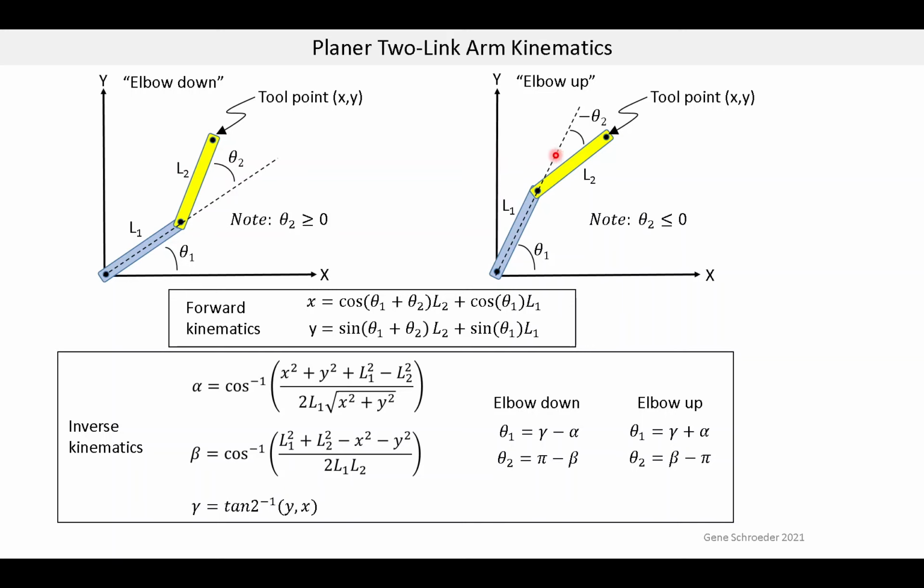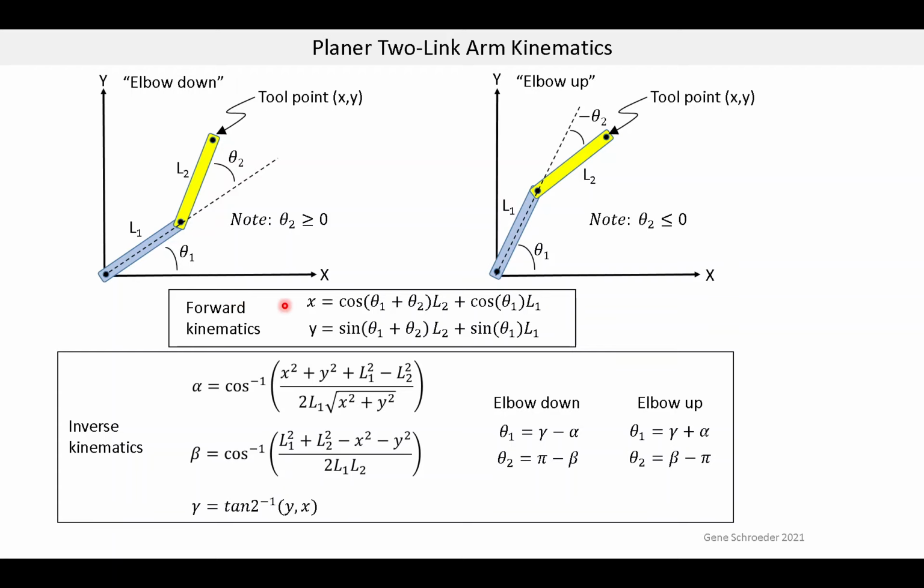So this picture on the right just makes it clear that theta 2 is negative when the second link is in this position. So I'm just going to give you the results here, but if you Google this, you can find the derivations. I'll just warn you that there are different ways of expressing the results, so you might see different equations, particularly for the inverse solution. But of course, the equations might look different, but they're mathematically equivalent.